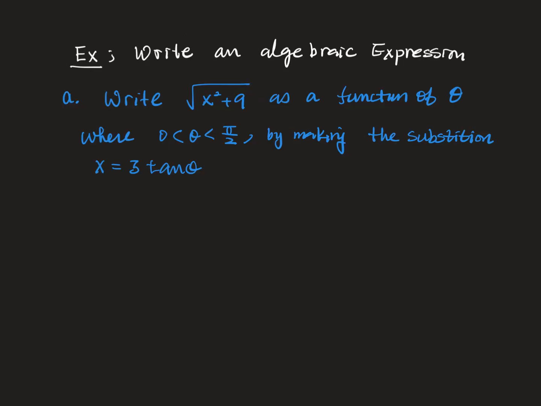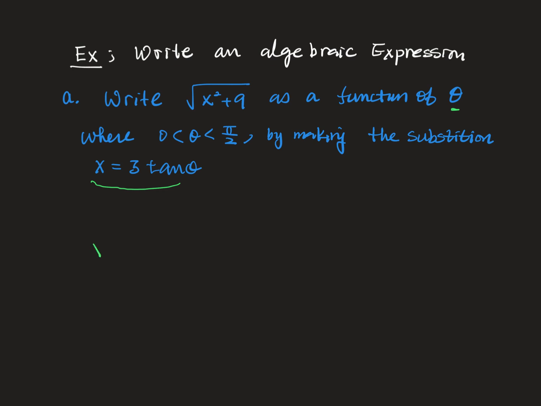This is another example of a trigonometric identity problem. Guys, look at this: x squared plus 9. That's going to be some expression in terms of x. We're going to change this into theta. We use x equals 3 tangent theta. So let's see this one.